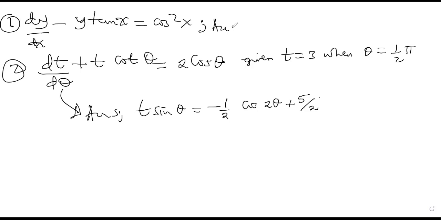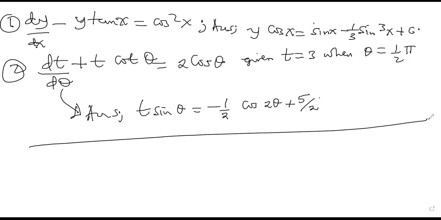Then here the answer is supposed to be: you have y cos x is equal to sin x minus 1/3, y cos x is equal to sin x minus 1/3 sin cubed x plus a constant of integration. So try these and we see.